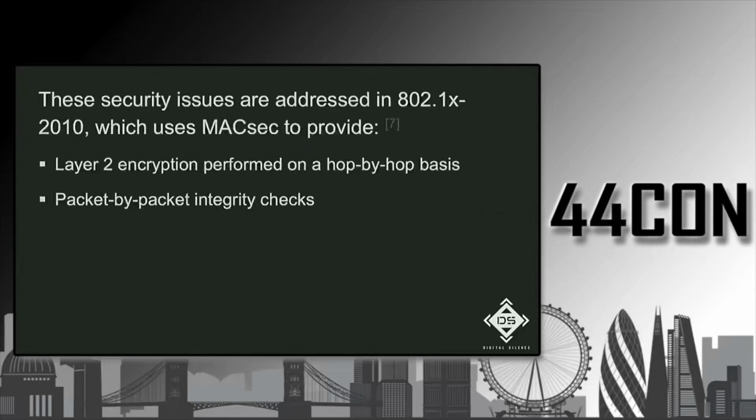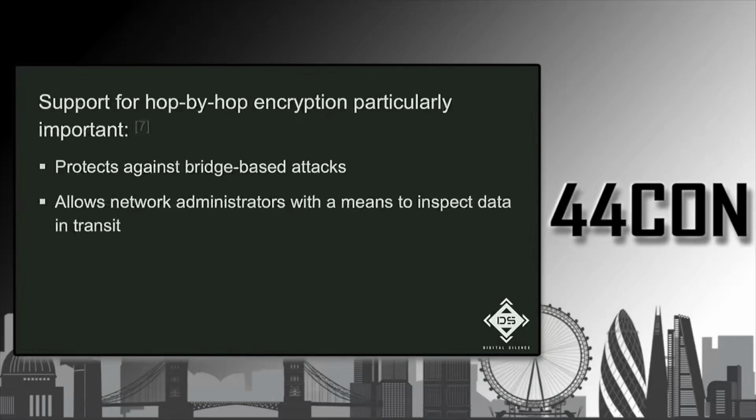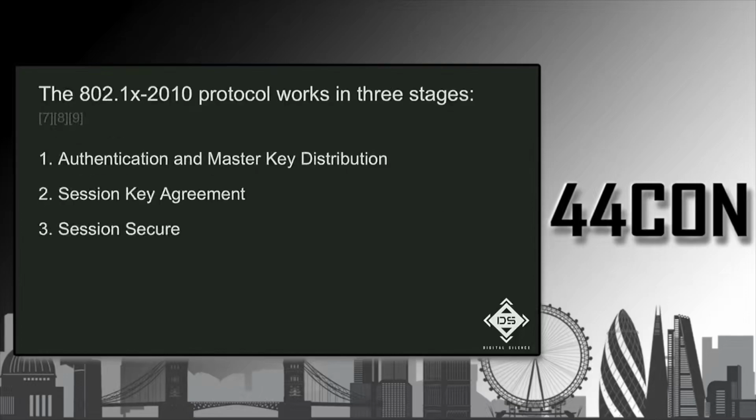It's the latest revision of the protocol, and it uses MACsec to provide layer 2 encryption on a hop-by-hop basis and packet-by-packet integrity checks. So this is pretty cool because not only does the hop-by-hop encryption help you protect against the bridge-based attacks, but it also allows network administrators with means to inspect data in transit. Because remember, the encryption is going hop by hop, so in between hops, you can still look at traffic.